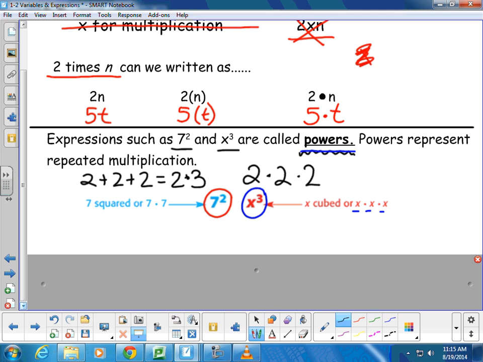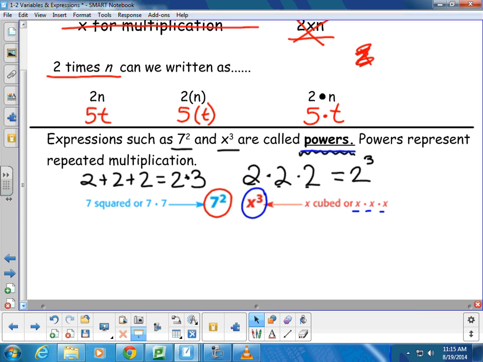So had I said this, well, this is 2 times 2 times 2, I really just take this base of 2. How many times does it show up? 3 times gives me my power. So maybe just try a couple. What would 5 to the fourth look like as multiplication? And similarly, what would this look like as a power? Take a second, you can try to work those out. And I'll show you as well.